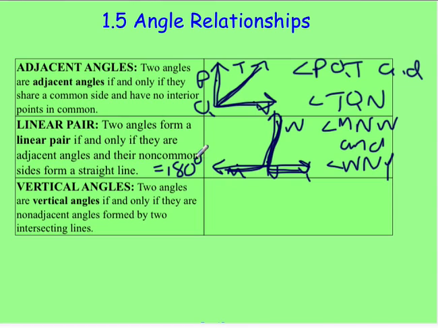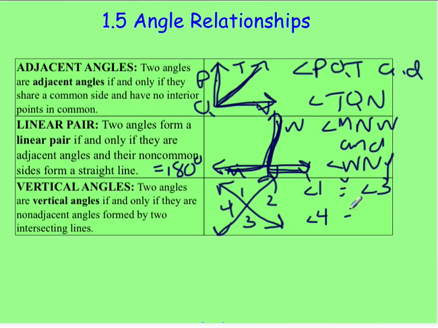Lastly, let's take a look at vertical angles. Two angles are vertical angles if and only if they're non-adjacent angles formed by two intersecting lines. So let's start by drawing two intersecting lines like so. I'm going to have angle 1, angle 2, angle 3, and angle 4. Now here's a really cool part about vertical angles: vertical angles are congruent. So angle 1 is congruent to angle 3, and angle 4 is congruent to angle 2. Vertical angles are always congruent, and you'll use that idea moving forward in angle relationships.